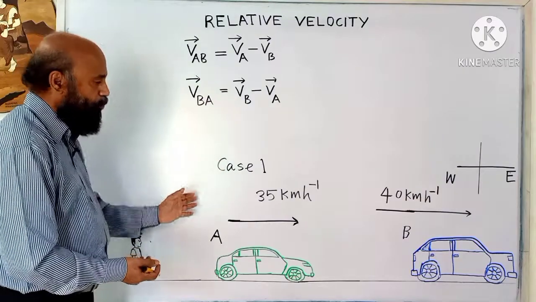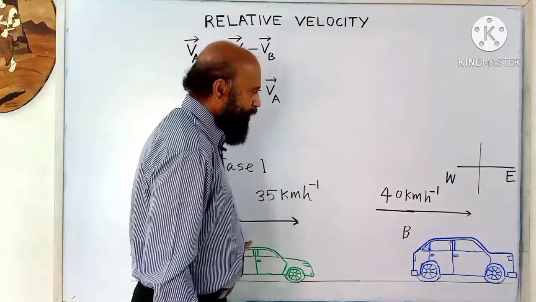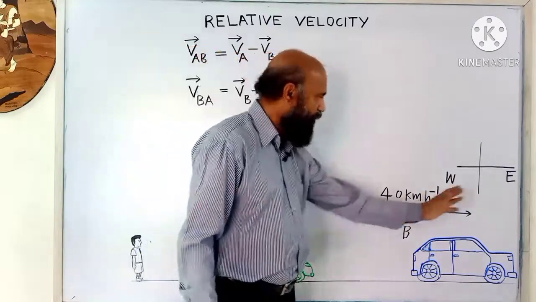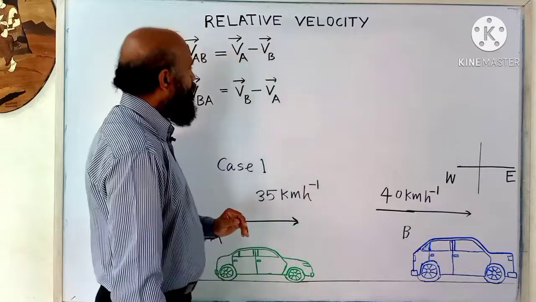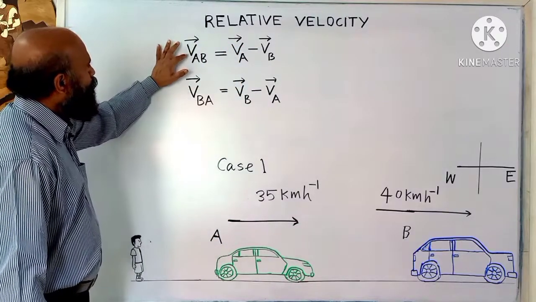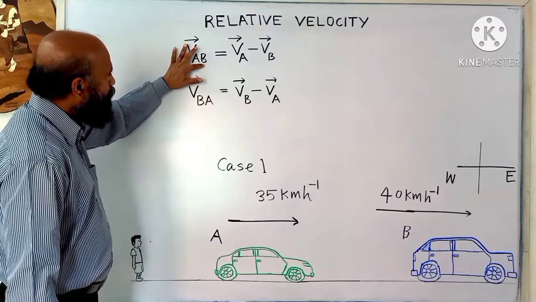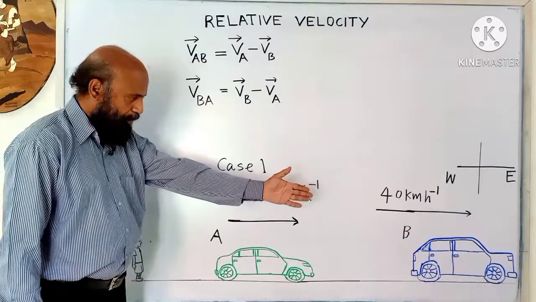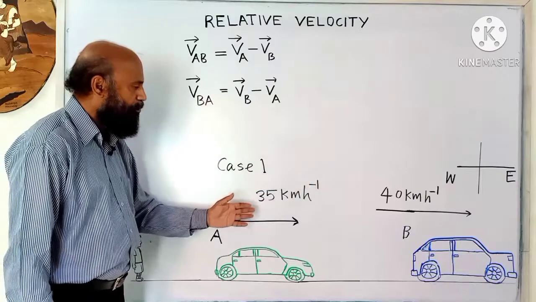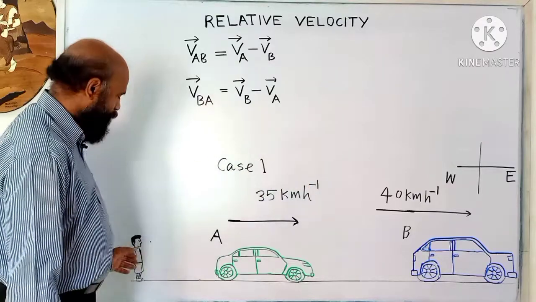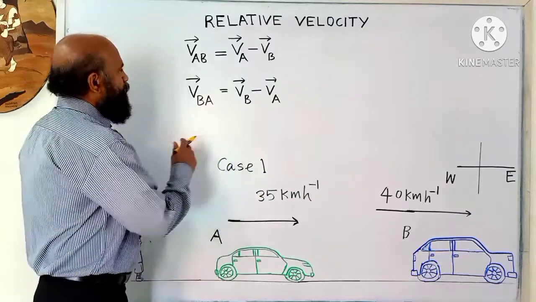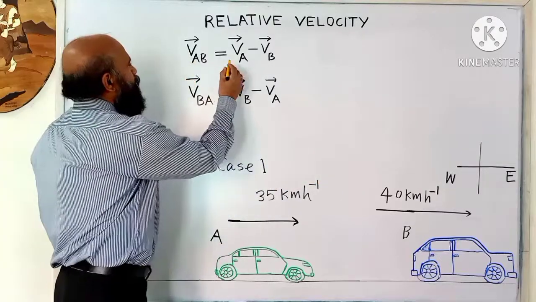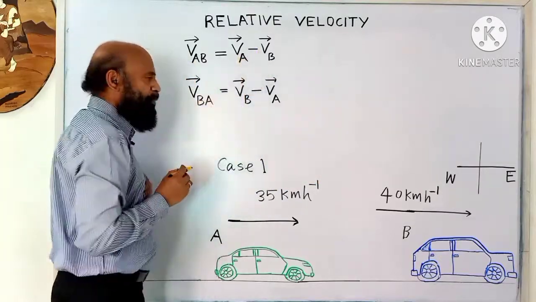So case 1: both are moving along parallel tracks in the same direction. Both are moving towards the east. Then what's the relative velocity of car A with respect to car B? Both are moving towards the east with respect to the boy. Now let us see the relative velocity of car A with respect to car B. That is VA vector minus VB vector.